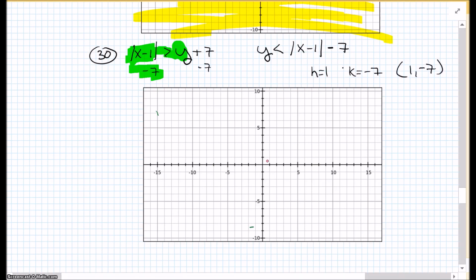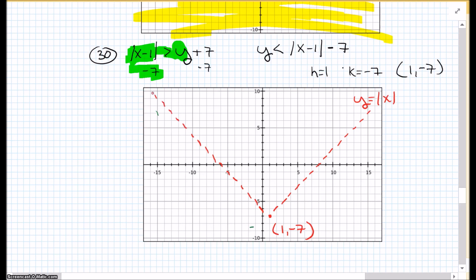So let's plot 1, negative 7. There's our vertex, 1, negative 7. Okay, it's a dotted line because it's just less than. It's the parent function of y equals absolute value of x. So the slope on the right side of this line is just 1. So we can just do a dotted line all the way up at a slope of 1 over 1. The left line has a slope of negative 1. And again, we'll do a dotted line with a slope of negative 1 all the way through.